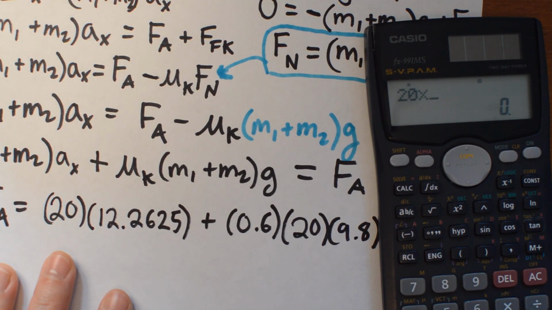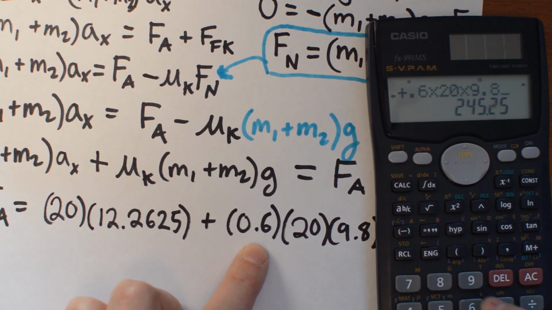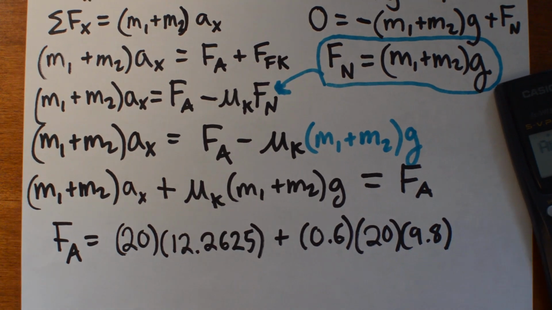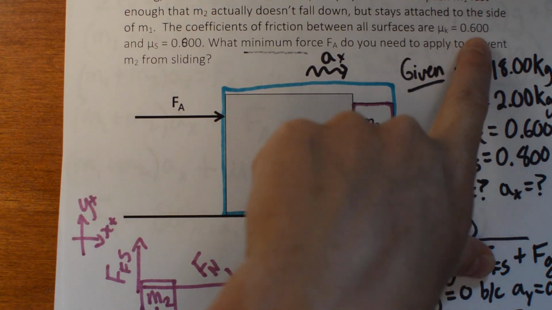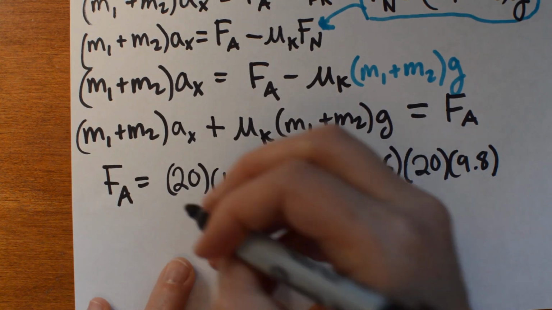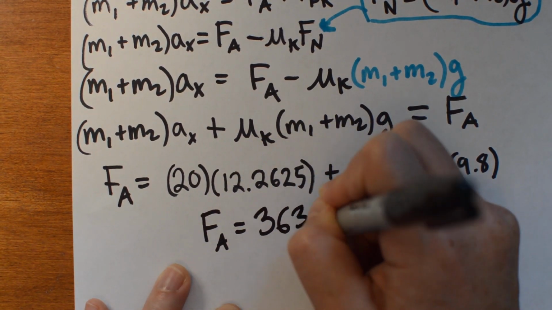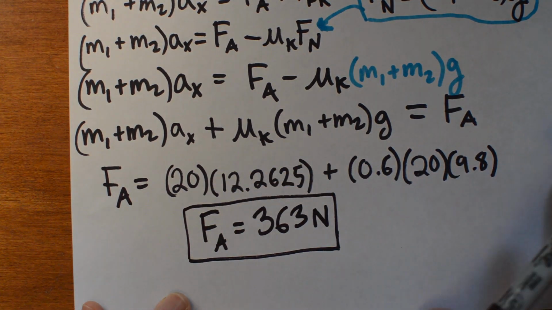20 times 12.2625 plus 0.6 times 20 times 9.8, and I get 362.85. With significant figures, it looks like I have 3 sig figs is my smallest number of sig figs, so I can report this just to 363. So Fa is 363 newtons in order to keep M2 from sliding down. And that's it.